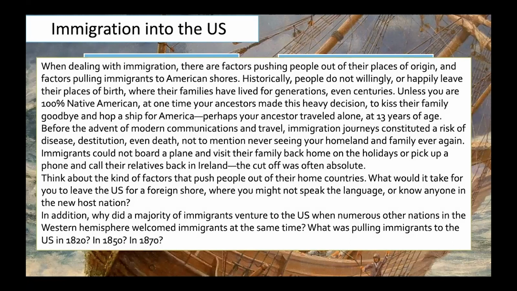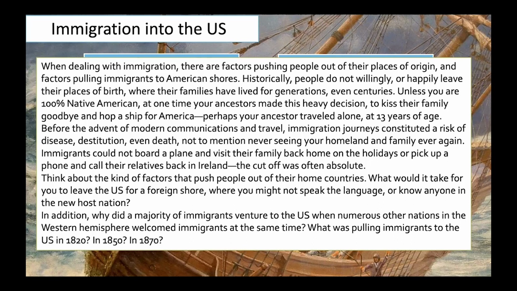Think about the kind of factors that push people out of their home countries. What would it take for you to leave the US for a foreign shore, where you might not speak the language or know anyone in the new host nation? In addition, why did a majority of immigrants venture to the US when numerous other nations in the Western Hemisphere welcomed immigrants at the same time?